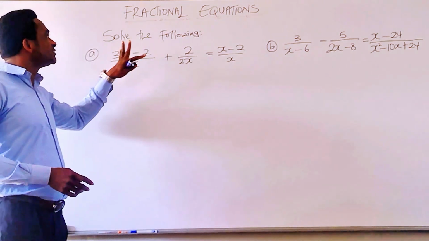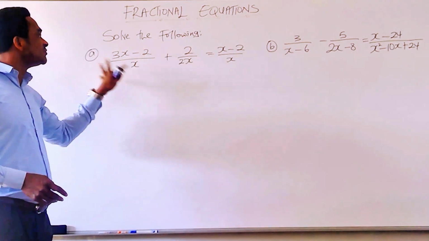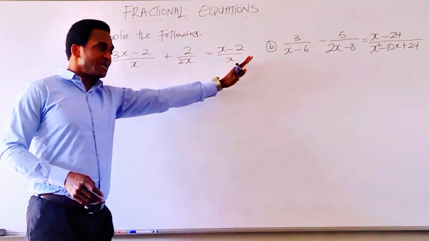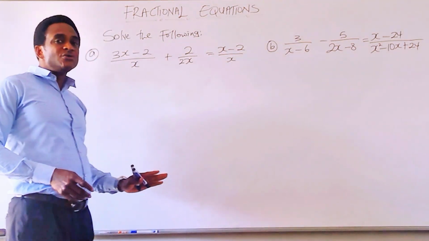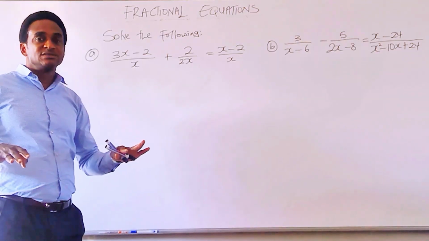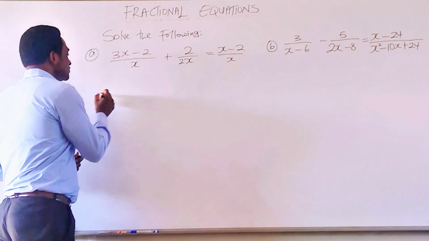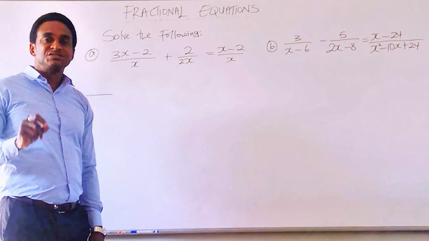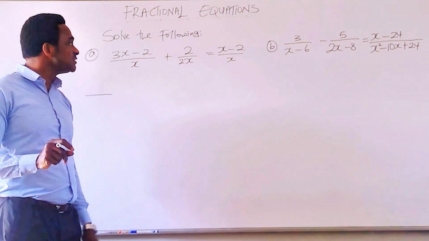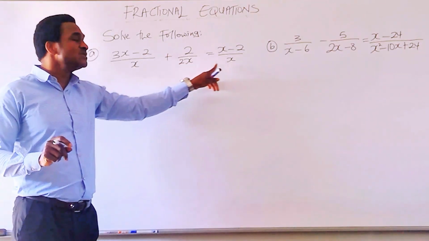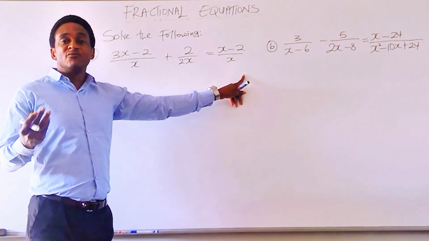The first one says solve this equation, 3x minus 2 over x up till here. So what we do first, the same approach applies here. The first thing, we look for an LCD. The lowest common denominator is that number that all the denominators can divide, that number or variable.